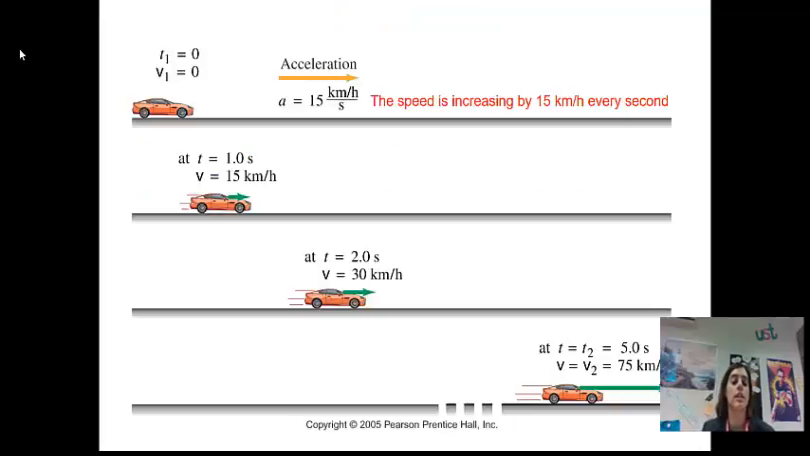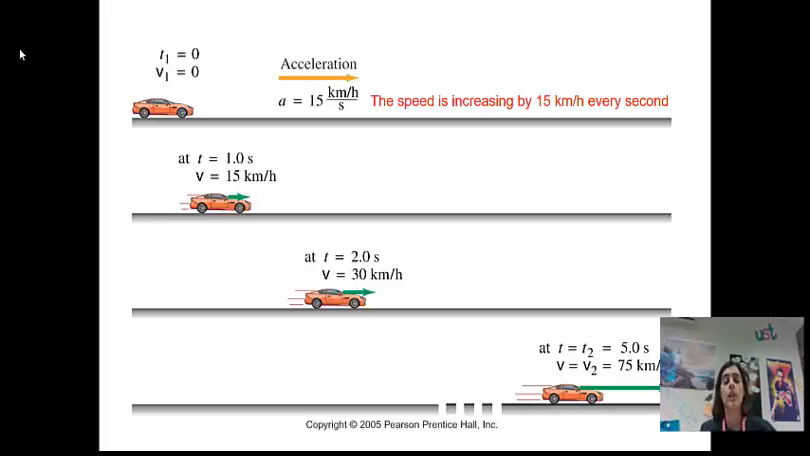So if we look here, we have a car that's increasing its speed by 15 kilometers per hour every single second. So at time t equals 0, it has a velocity of 0. 1 second later, its new velocity is 15 kilometers per hour. After another second, it's added another 15 kilometers per hour for a total of 30 kilometers per hour. And if we expand this out all the way to 5 seconds, we now have a velocity of 75 kilometers per hour.